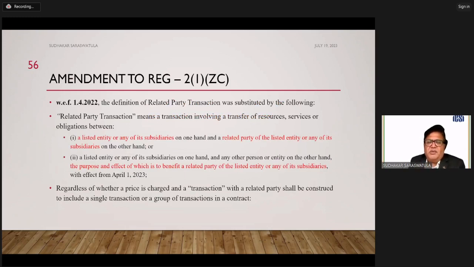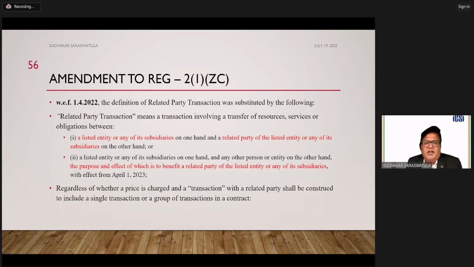Now, this particular definition has undergone an amendment which came into effect from 1st April 2022. And again, part of this has come into force from 1st April 2023. Now, we are in July 23. So the entire amendment to related party transactions has now come into force for this financial year 23-24. So what are the new amendments which are concerned?